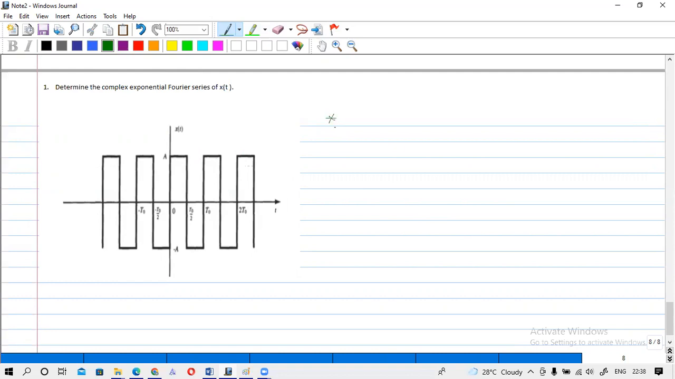First you have to verify whether this is a periodic signal or not. You can see that this is a periodic signal and the period is T0, from here to here, one cycle. So you can write the expression x(t) equals the sum over k from minus infinity to plus infinity of c_k e to the power jk omega naught t. Then you have to estimate c_k and c naught.